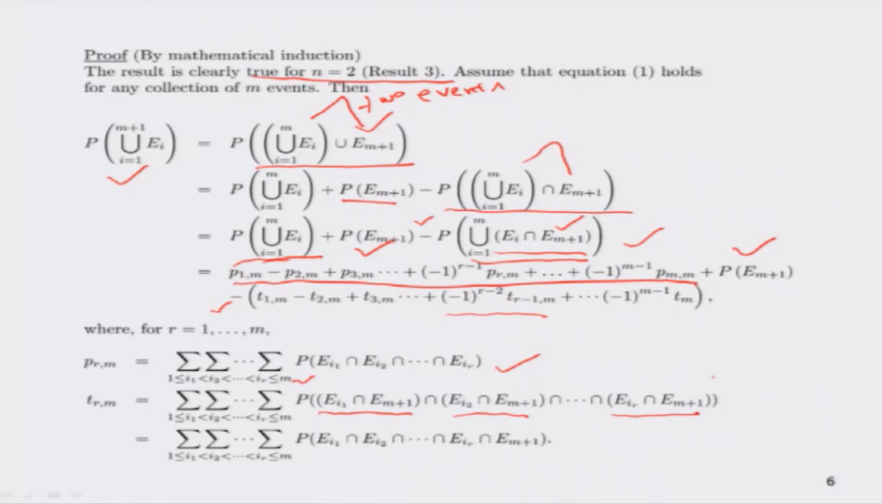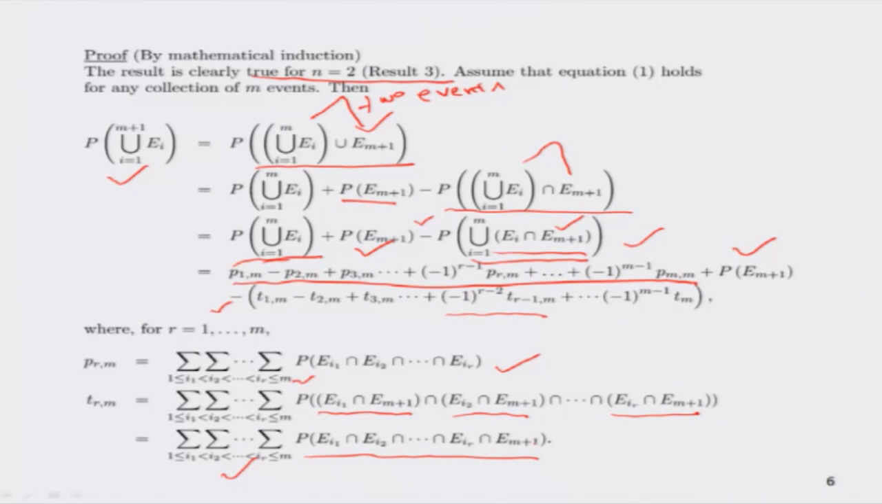So since this E_{M+1} is common and you are talking about only intersection, you can as well consider E_{M+1} only once. So this is same as the summation over 1 ≤ i1 < i2 < ... < ir ≤ M of the probability of E_i1, E_i2, ..., E_ir and E_{M+1}. So this is what you got.